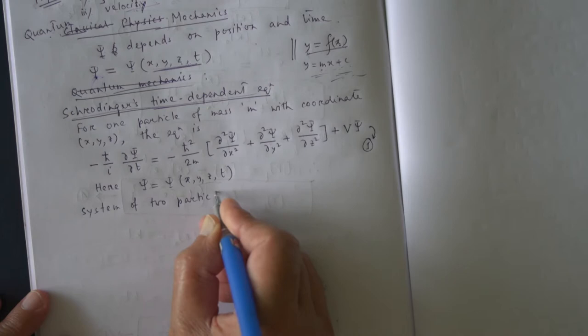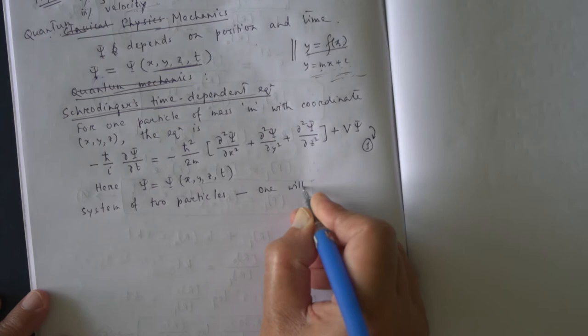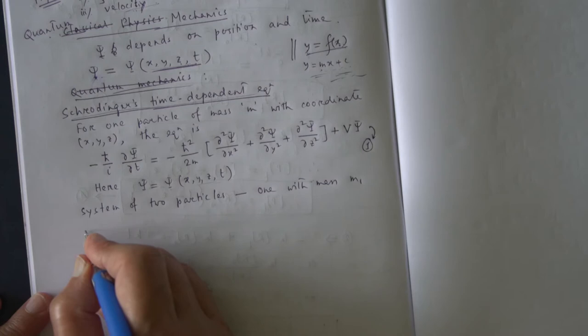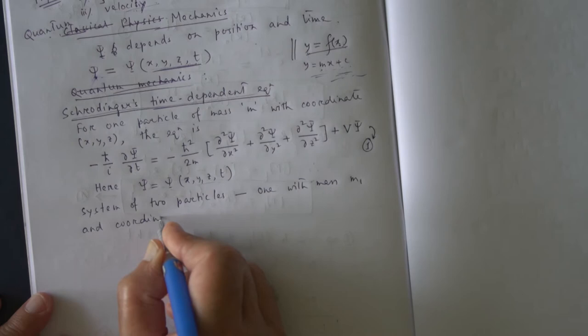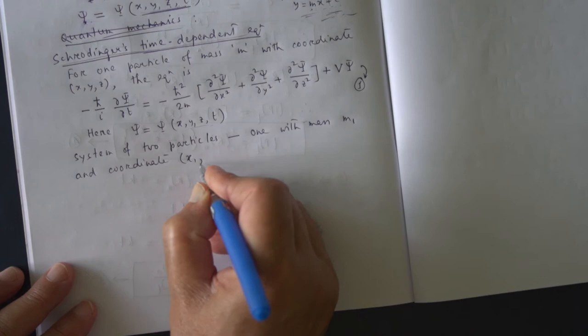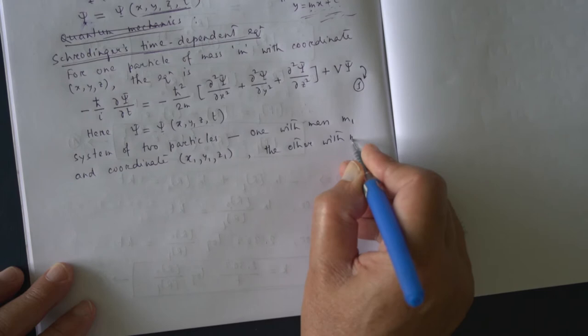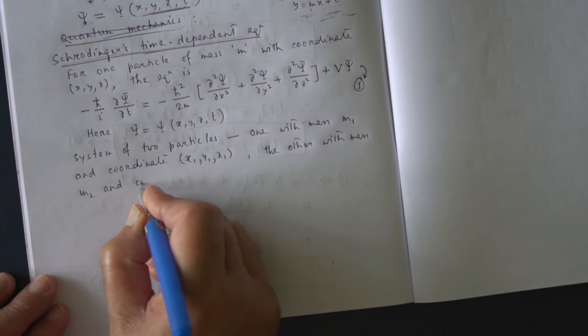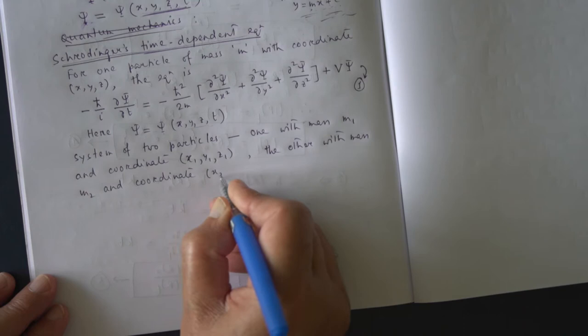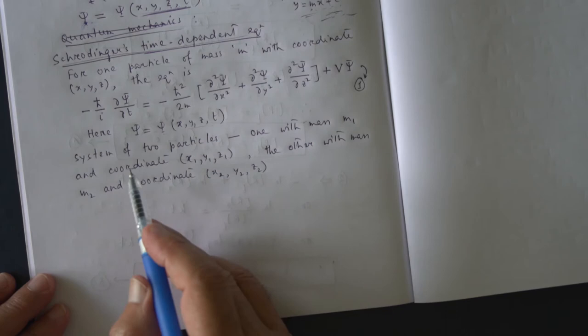Particle one with mass m1 and coordinates x1, y1, z1, the other with mass m2 and coordinates x2, y2, z2. Okay, now we have a system of two particles.